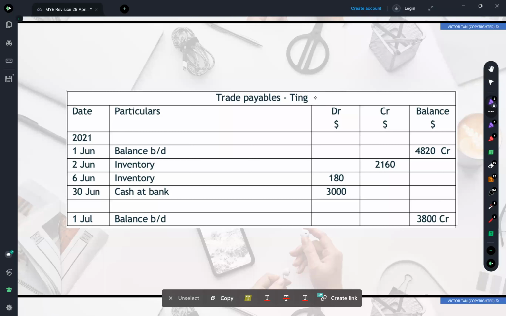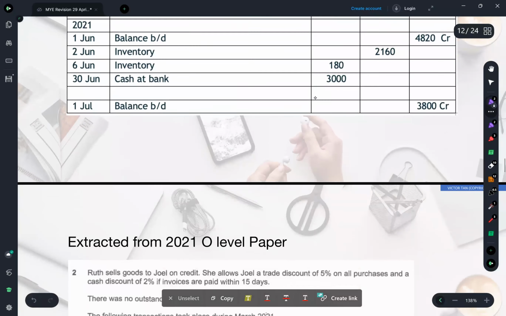I mean, a business can only buy and sell goods. They can only test you on buying goods and selling goods. They cannot test you on any other stuff. For this transaction, for 2021, O-level also came out. So this is the question.